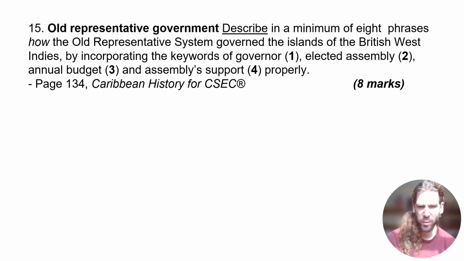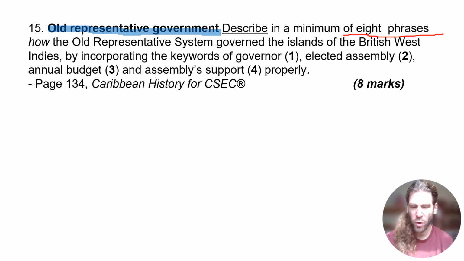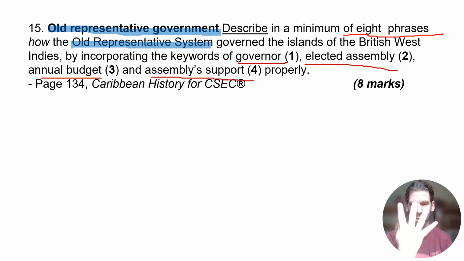Describe, in a minimum of 8 phrases, so more would be better, a bare minimum of 8 phrases, how the old representative government governed the islands of the British West Indies by incorporating the key words of governor, elected assembly, annual budget, and assembly's support. And annual means here each year. So there are 4 key words that have to come back in your answer.